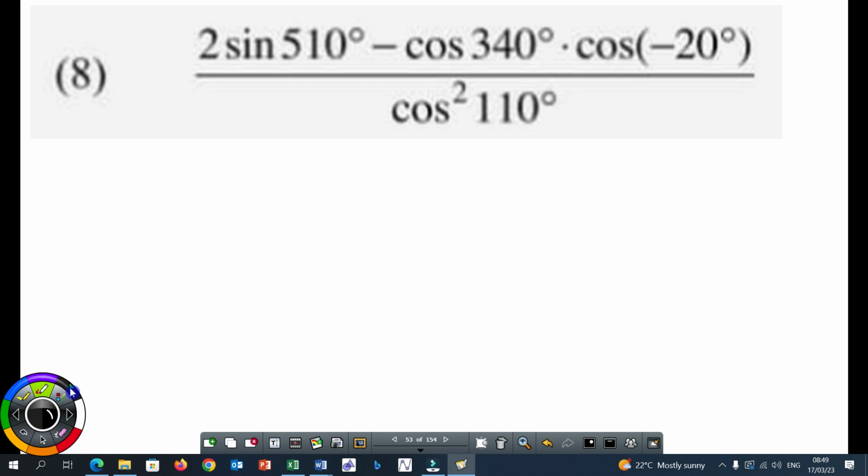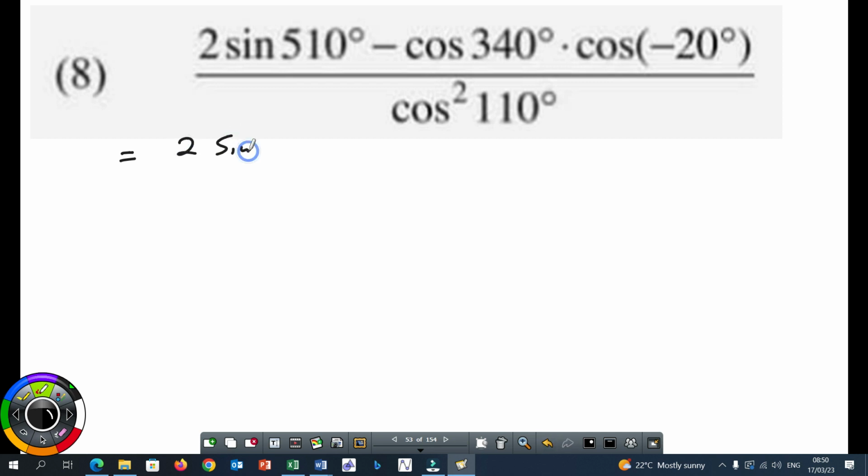Alright, first thing, we have got sine 510, so you subtract 360 from it. If you subtract 360 from 510, you will get 150. Then that will be the same as 2 sine 30 degrees, because sine 150 is the same as sine 30 degrees. Are you following what I'm saying? Alright, let's go back to the basics.